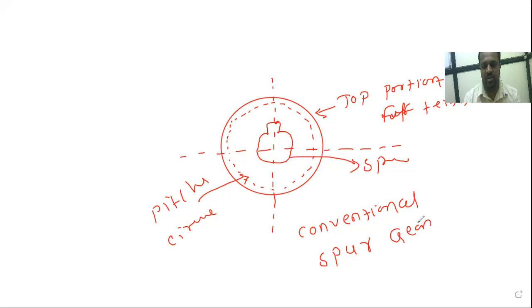So any doubt? Have you understood how to draw the conventional representation for the spur gear? Yes, anybody, please tell me. Yes, sir. Okay, understood. So now we will move toward the next gear.